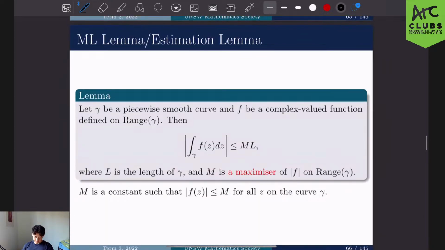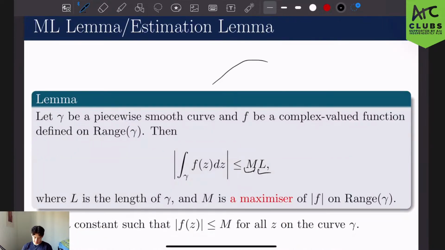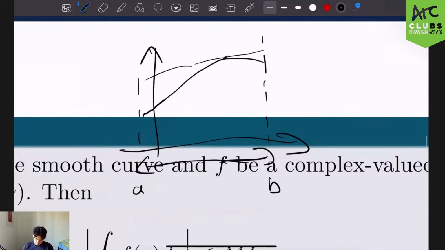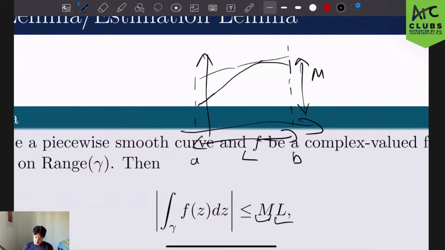All right. So next we have the ML lemma. The size of the integral is going to be less than or equal to the maximum value multiplied by the length. If you think about this in real terms, it's much simpler because the length is going to be between a and b, and then the maximum value is the tangent of the top here. So we just have a rectangle where this is going to be M, and this across is going to be L. So you can see how they've gotten it.